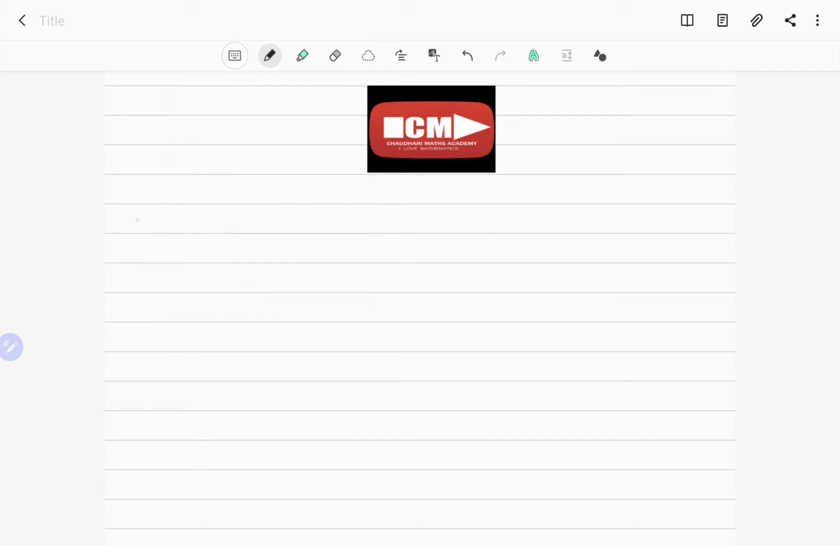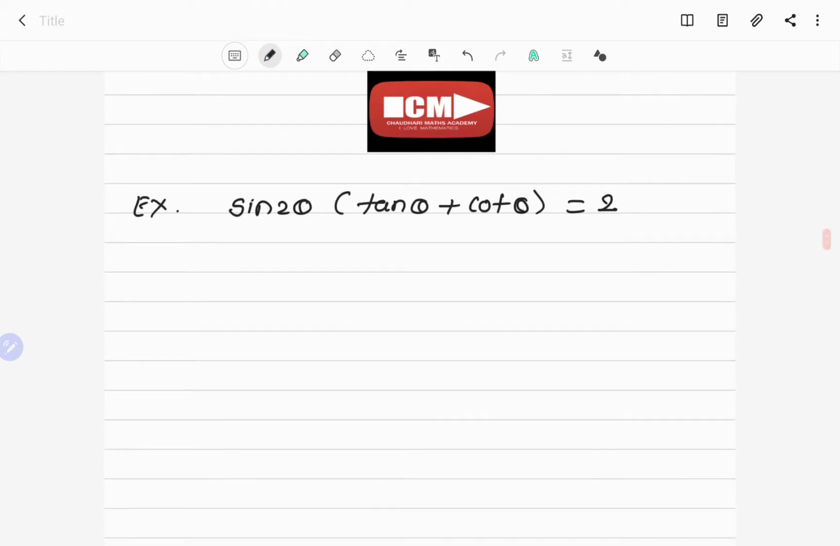So the next one is, what you have to prove here is, sine of 2 theta into tan theta plus cot theta; you have to prove that this overall structure is equal to 2. It's almost a similar type of problem. So let's try to simplify it.